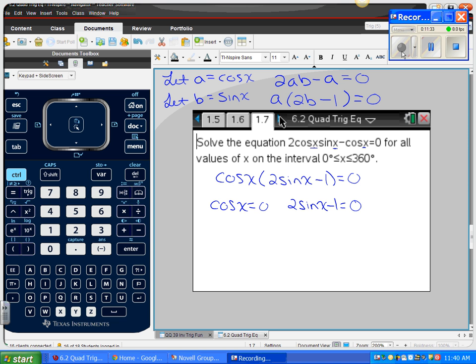Okay, so when's cosine equal to 0, guys? 90 and? 270. 90 and 270. Good. Remember, you can also think about that cosine curve, right? When's it equal to 0? Here and here, 90 and 270.